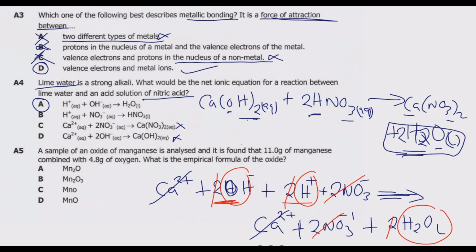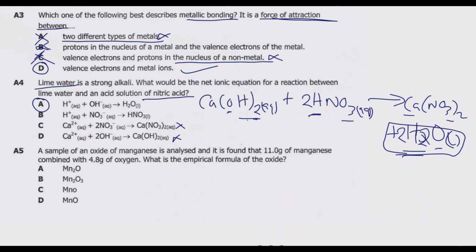Let us move to question 5. A sample of an oxide of manganese is analyzed and it is found that 11 grams of manganese combined with 4.8 grams of oxygen. What is the empirical formula of the oxide? So the question is asking us to find the empirical formula of this oxide. What do we have? We have 11 grams of manganese and 4.8 grams of oxygen.